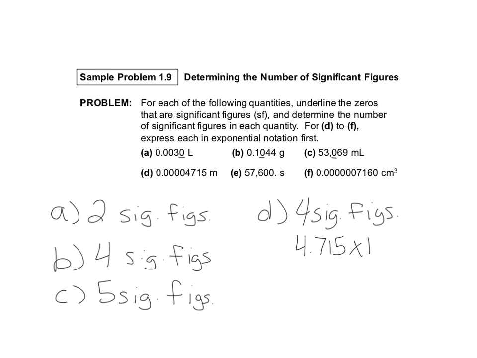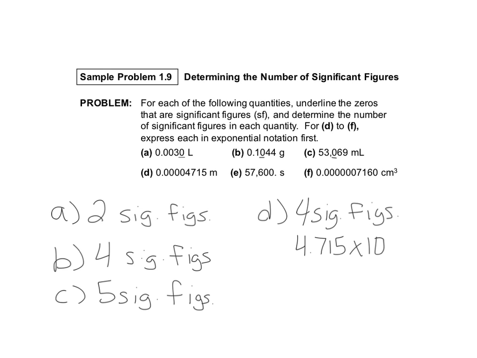Now I have to write times 10 raised to some power. And to figure out the power, you just count how many times you move the decimal place. And so let's see, here's the decimal place, and I had to move it 1, 2, 3, 4, 5. So my power is going to be 5.